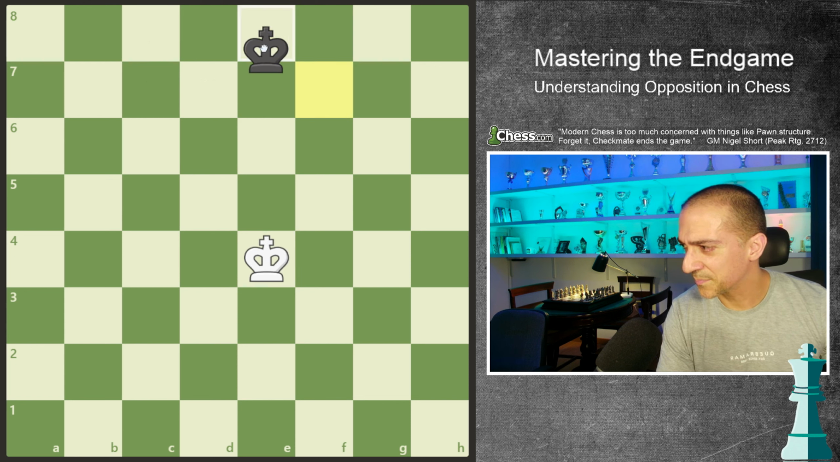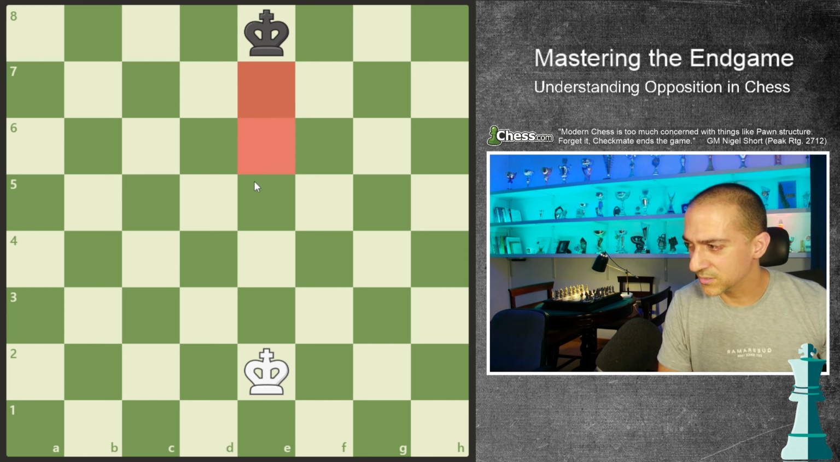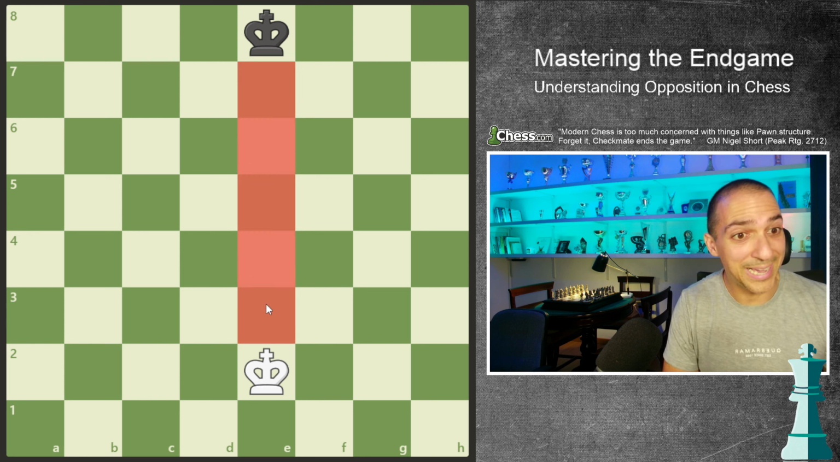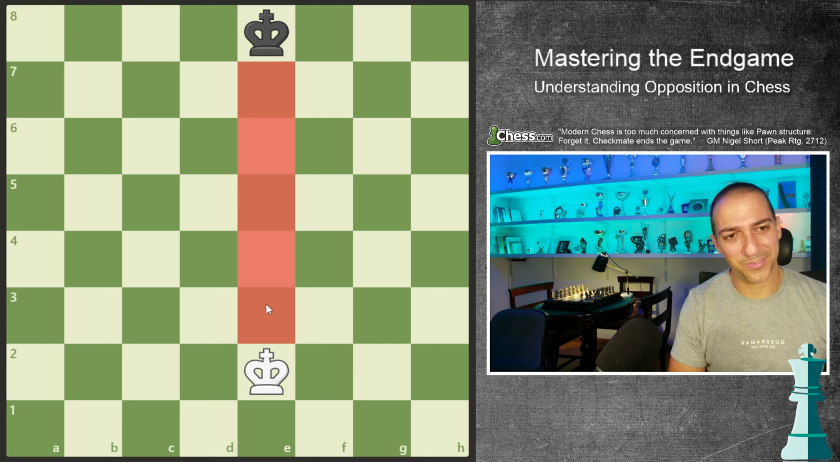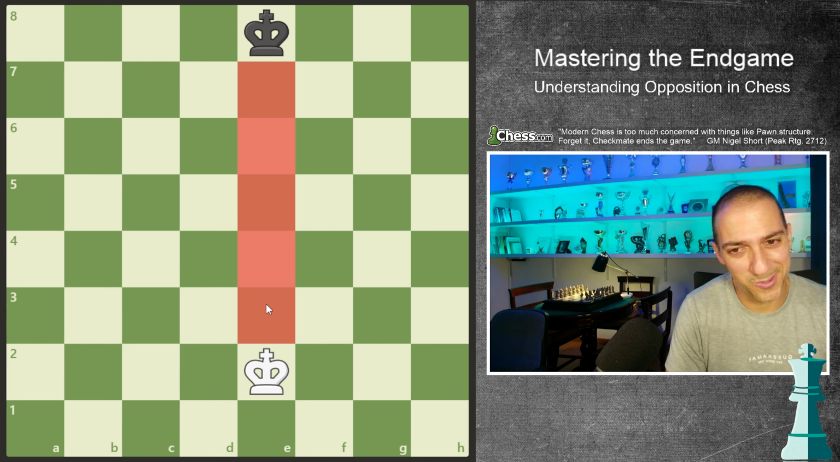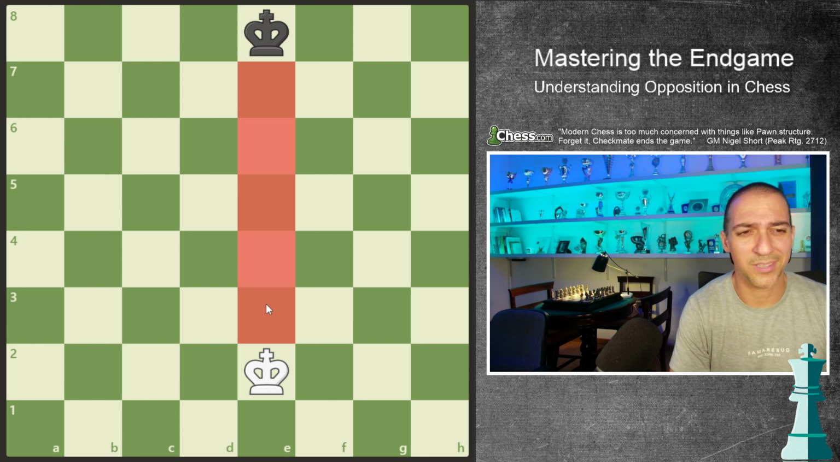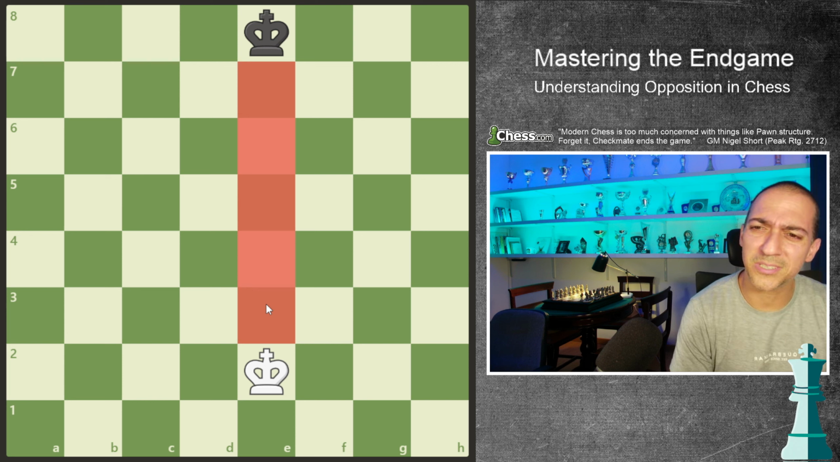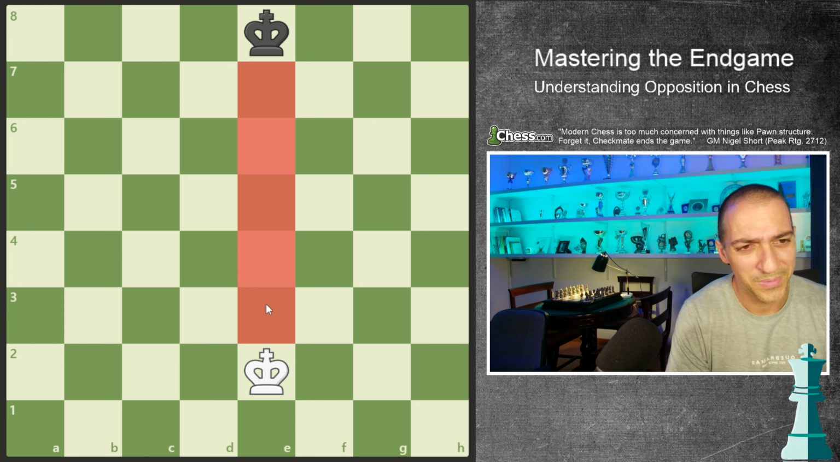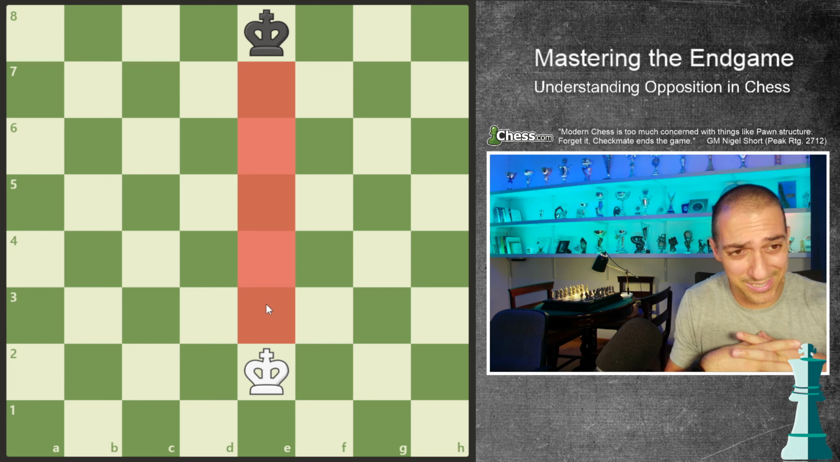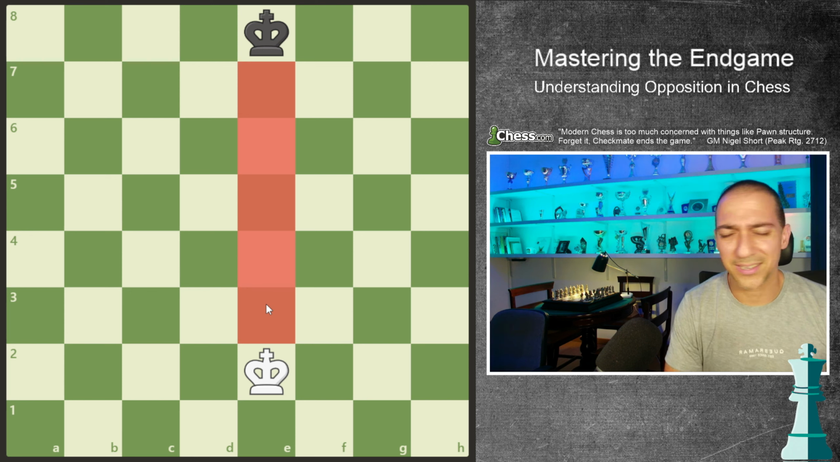Another example. If I have the king, for example, here. 1, 2, 3, 4, 5. I cannot have the opposition. So my opponent has the opposition. This is the indirect opposition. In Portuguese, we say it in a different way, but well, the concept is the same. We say distant opposition.